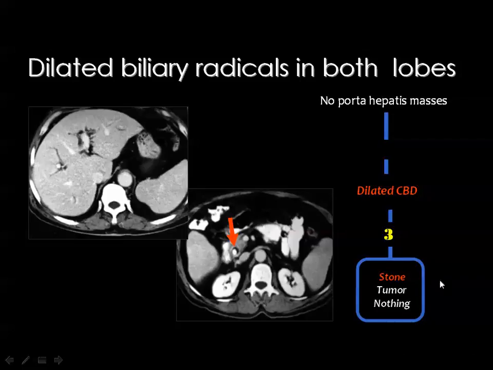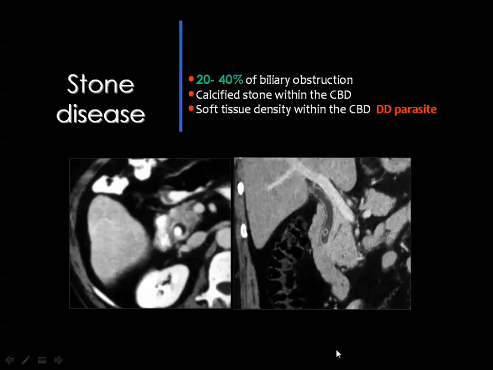Then, starting with the possibility of the stone, dilated biliary radicals, and the stone in the common bile duct, and this is calcular biliary obstruction. You have reached the cause, which is the stone, and the level, which is the terminal part of the common bile duct.